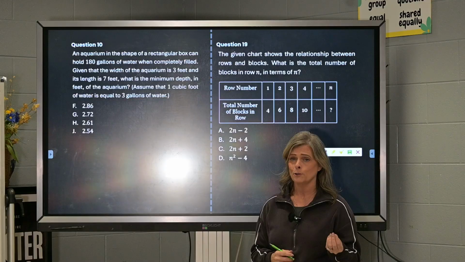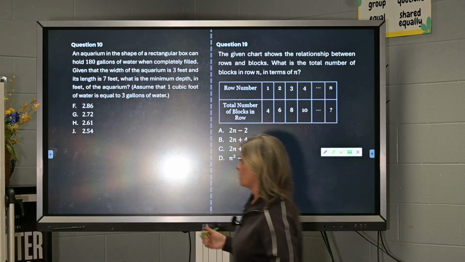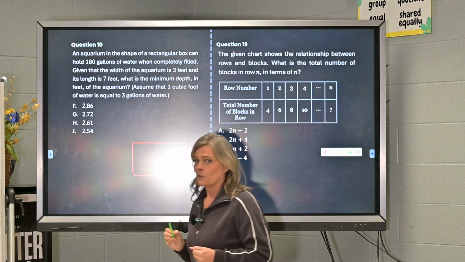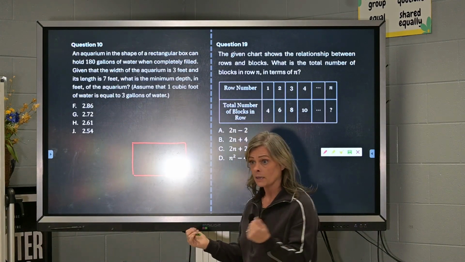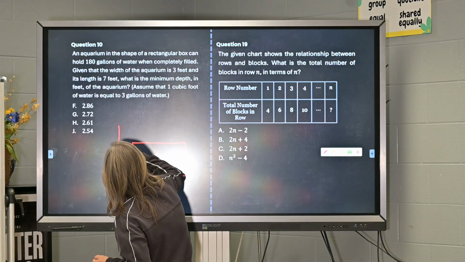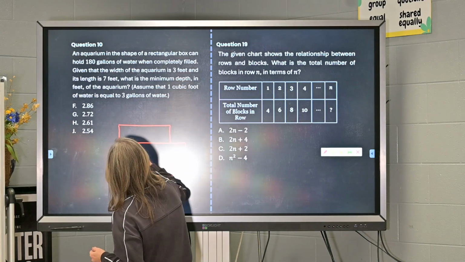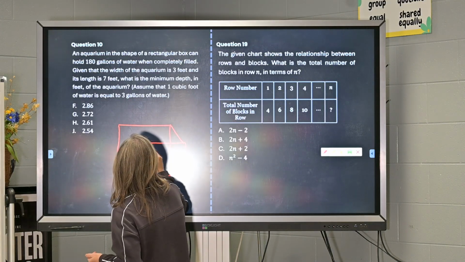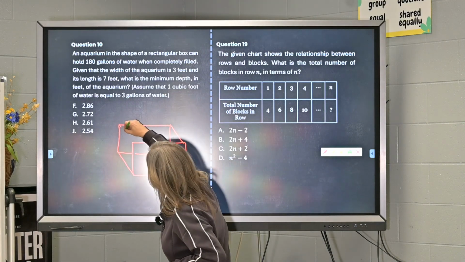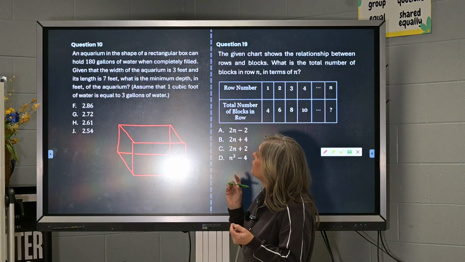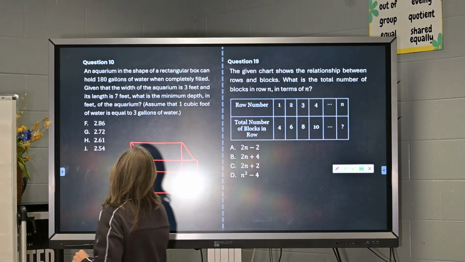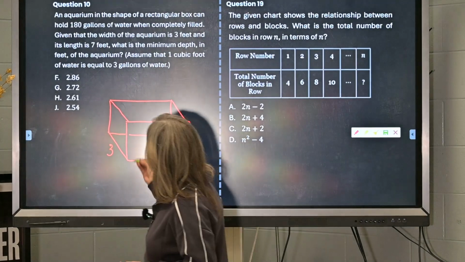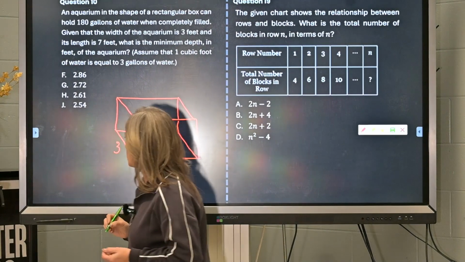The first thing that I would do, you guys, is draw myself a rectangle. So here's a rectangle. I also know that an aquarium is 3D, right? So I'm actually going to just draw another one. You don't have to necessarily do this, but you can if you want. So there's my aquarium. It says that my width is 3, my length is 7, and it wants to know what the possible height is, so we'll name that X.